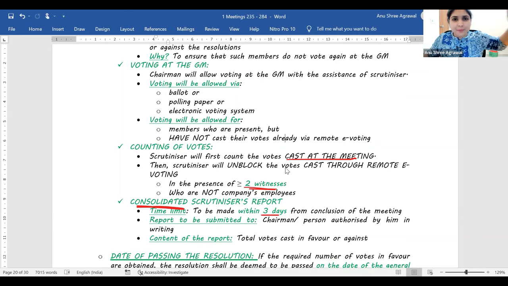You tell me, in a poll, how much time did we give him to give the report? 7 days. In e-voting, how much time are we giving him to prepare the report? Only 3 days. There 7 days, here 3 days. In both the reports, he will not write whether the resolution was passed or not. He will just write how many votes in favor, how many votes against.